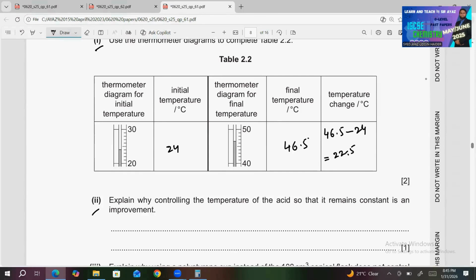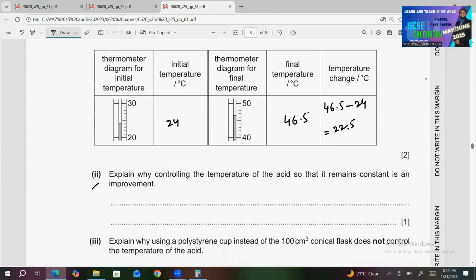Number 2, explain why controlling the temperature of the acid so that it remains constant is an improvement. Definitely the rate of reaction changes with change in temperature. That's why it's very important to control the temperature. Rate of reaction changes with change in temperature.